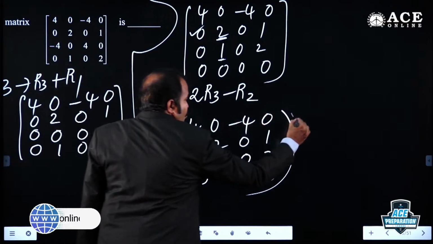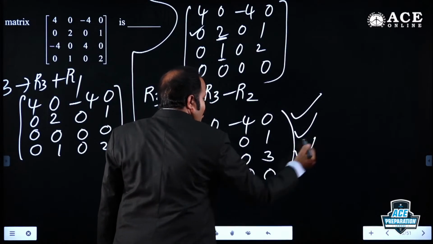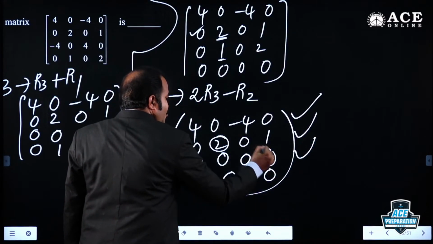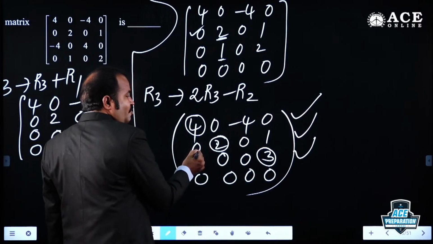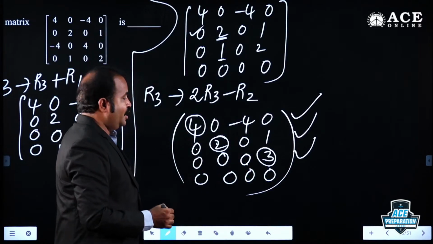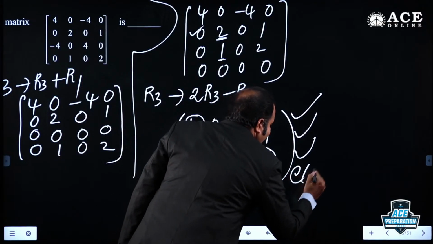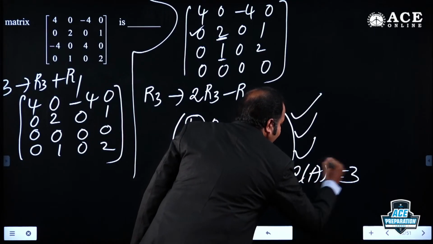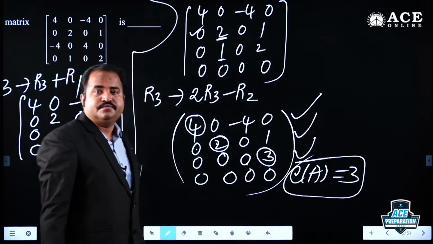So this is a non-zero row, this is a non-zero row, this is a non-zero row. Observe, this is the first non-zero element, and this is the first non-zero element; before this one there are zeros, more than that zeros, right? So finally, what is the rank of this matrix? Rank of A equals 3 only. This is the procedure.